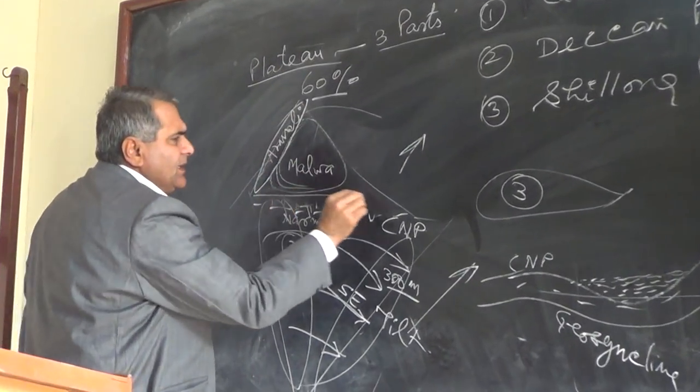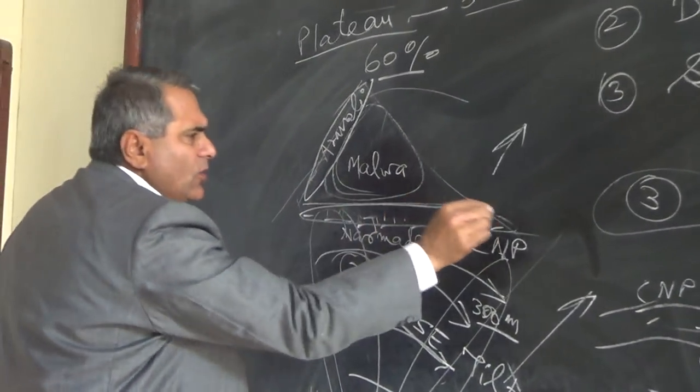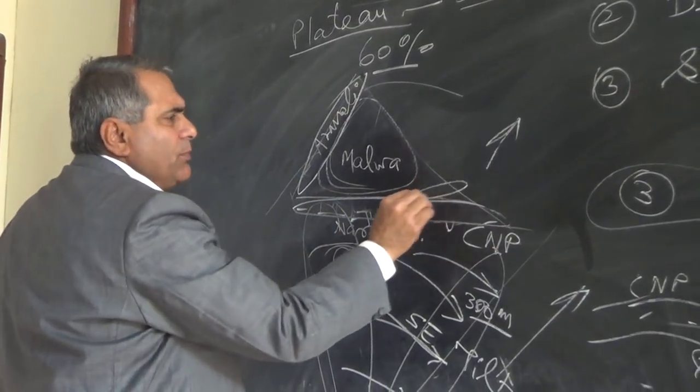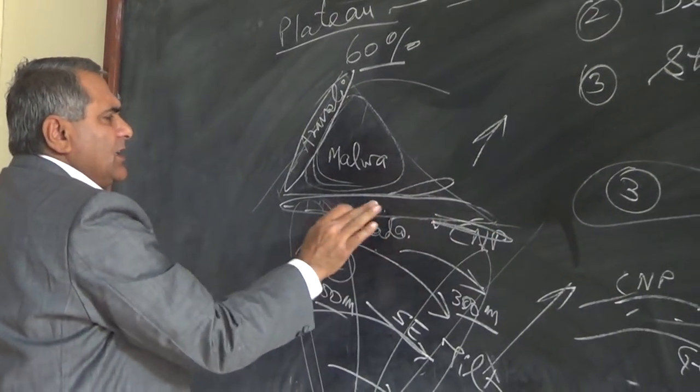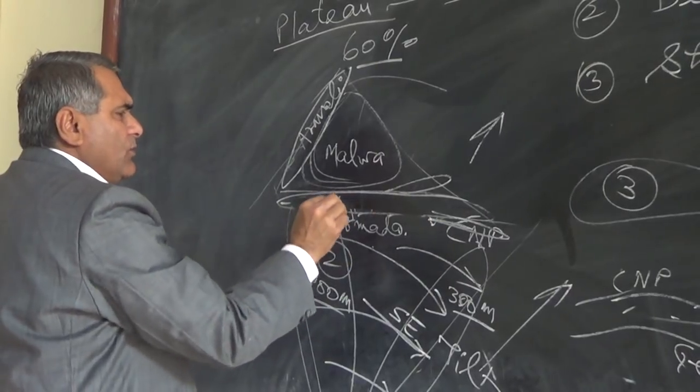And there is a linear mountain range in linear order, which is divided into many branches in the east. It is called Vindhyas.